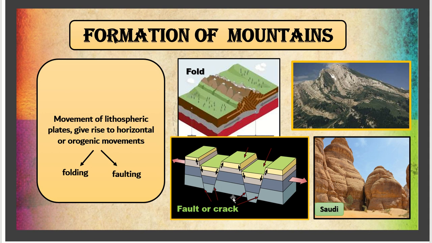The other one is fault. Fault is nothing but a crack. A crack is formed in between the lithospheric plates. So either the part is subsided, going down, or sometimes it comes up. This is what is called a fault. There is a crack. So this is an example of a fault mountain. This is an example of a fold mountain.